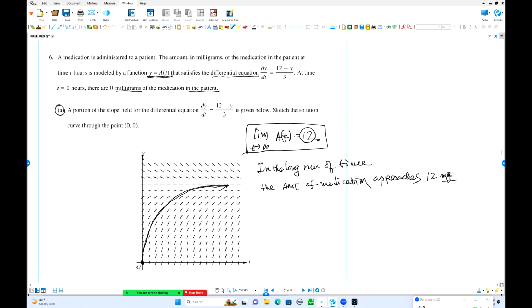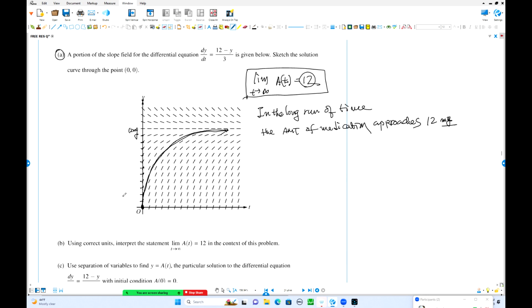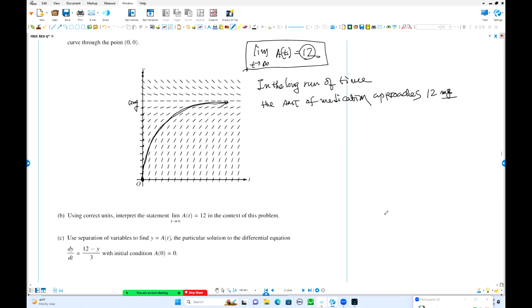That's the meaning. So it approaches 12 milligrams. That's correct. The amount gets increased but never touches 12 milligrams, yet approaches 12 milligrams in the patient. This part B is okay, you can interpret it this way.